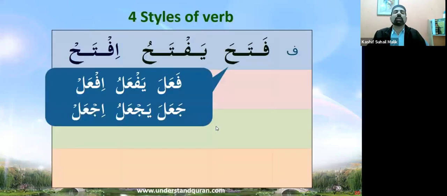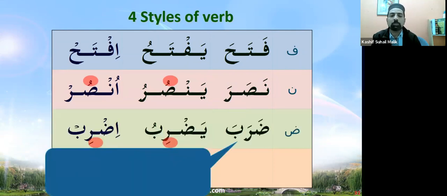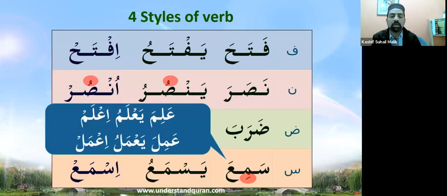Now, these are the additions with mudare. And yesterday, we also learnt about the styles of verb: fataha yaftahu. On the pattern of fataha yaftahu, we know fa'ala yaf'alu, ja'ala yaj'alu. Similarly, nasara yansuru, and on its pattern, khalaqa, zakara, abada. On the pattern of daraba, we can say ghafara, although we have not studied it. And on the pattern of sami'a, 'alima, 'amila.